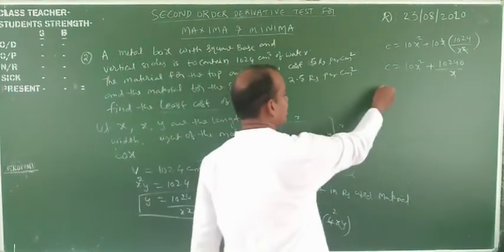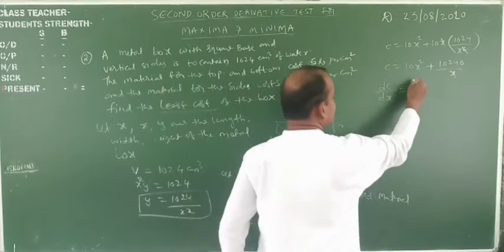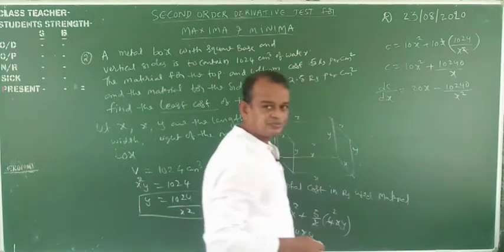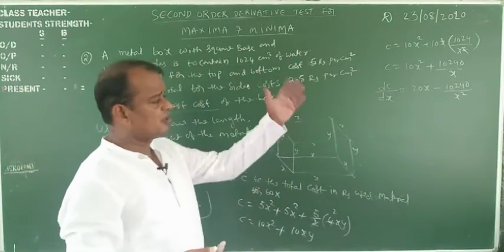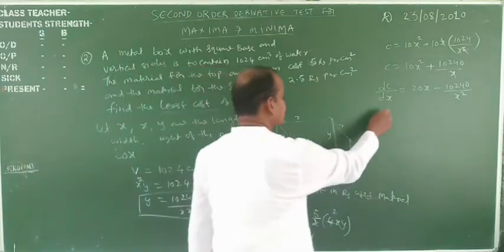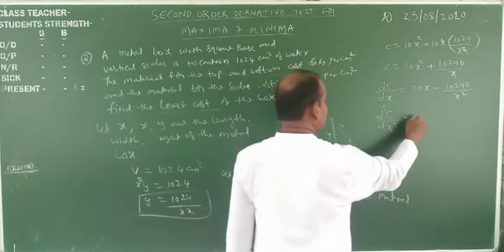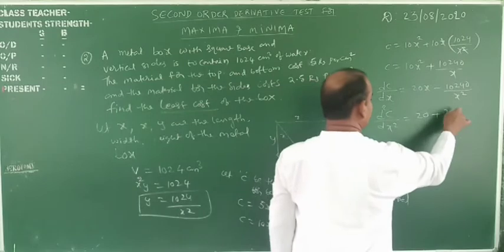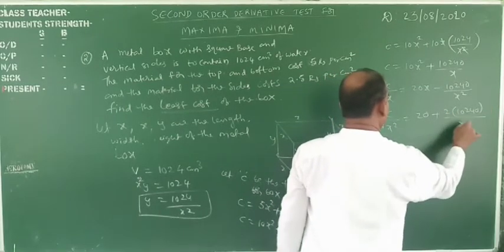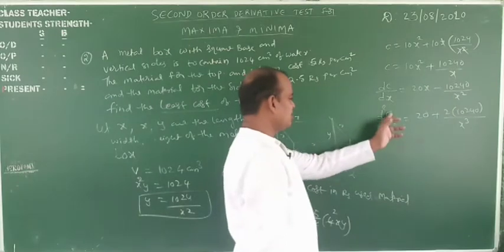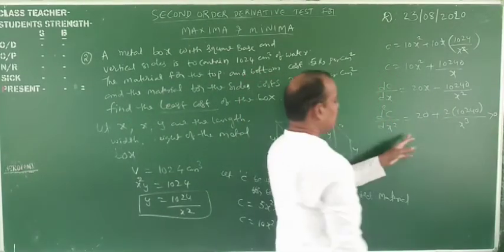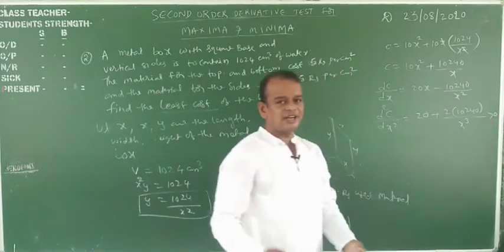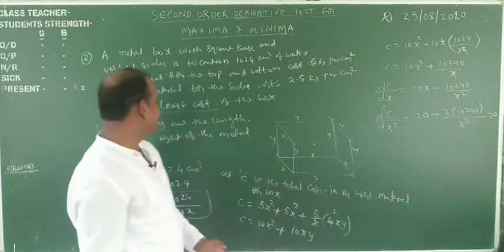Okay, no problem at all. dc by dx is equal to 20x minus 10,240 by x square. 10,240 is constant, and the differentiation of 1 by x is minus 1 by x square. Now again, d square c by dx square is equal to 20 plus 2 into 10,240 by x cube. Clearly observe that 100% it is positive. Why? X is the length, so positive. Cost positive means second order derivative positive, which means 100% least.